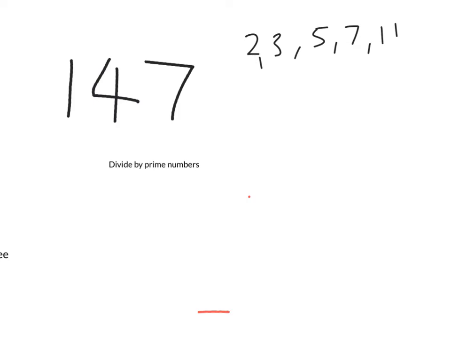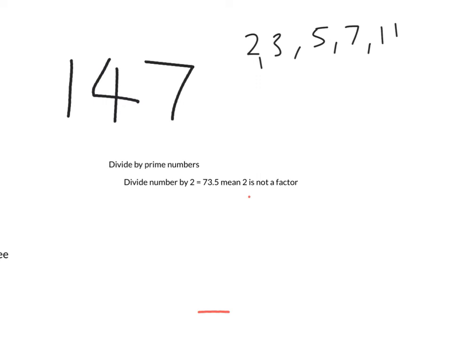So first things first, we're going to use the number 147 and divide the number by 2, because that's our first prime number. And I can see that it's not an even number, so it won't work, because that equals 73.5. So I know that 2 is not a factor.